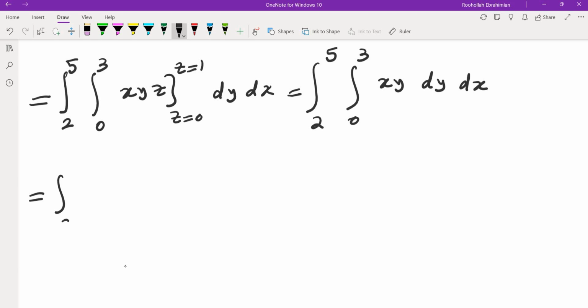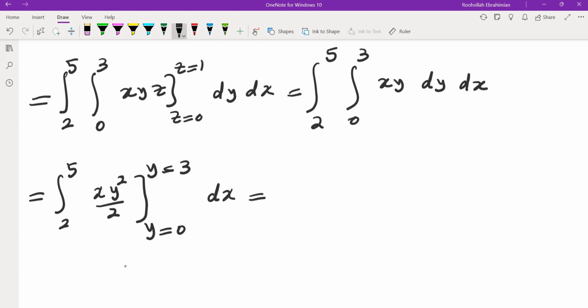We will get the integral from 2 to 5. The integral of xy is xy squared over 2. And then we'll have to plug in values. Because I have two different variables, x and y, I will indicate which variable I'm substituting. So this would be the integral from 2 to 5. I'm substituting 3 for y, so that would be 9x over 2. And for y equals 0, I will get 0.